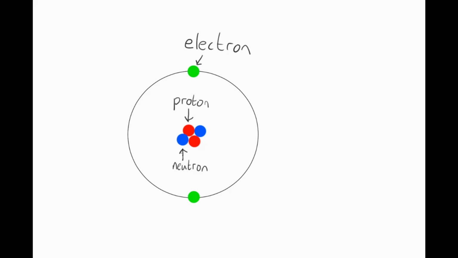Now it's important to note that the number of protons is always equal to the number of electrons, so that the positive and the negative charge cancel each other out. In our topic, we're only really going to concern ourselves with the nucleus of the atom, i.e. the protons and the neutrons right in the center. The electrons have little to do with our discussion.